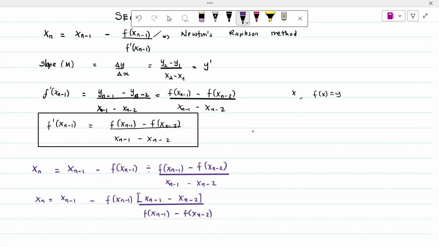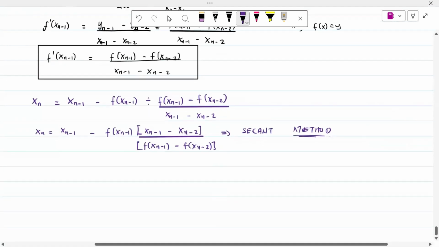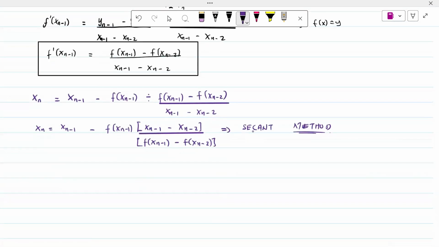Okay, so now this is our second method. This is the one you use. Is everything okay up to this far? Yes. Okay, so now this is the second method. You notice that when you use the second method, we don't need to have the derivative.